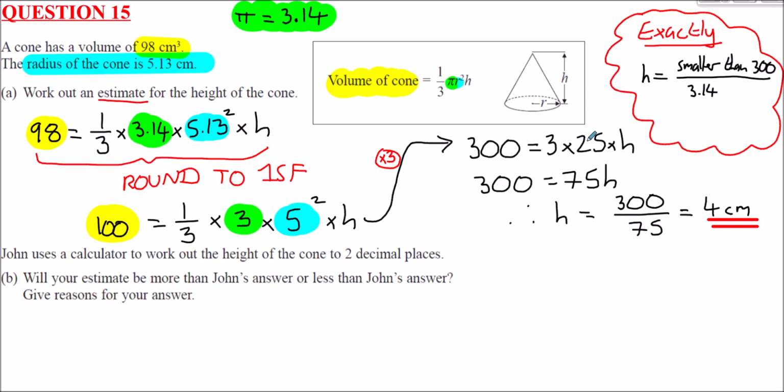And 25 comes from the 5 squared, but actually it wasn't 5, it was 5.13, so exactly that would have been 5.13 squared. And so how would that affect the bottom of this fraction? How would this, if we're doing it exactly, compare to our 75? Well, because 3.14 is bigger than 3, and 5.13 is bigger than 5, that would give us a denominator which would be bigger than our rounded 75.